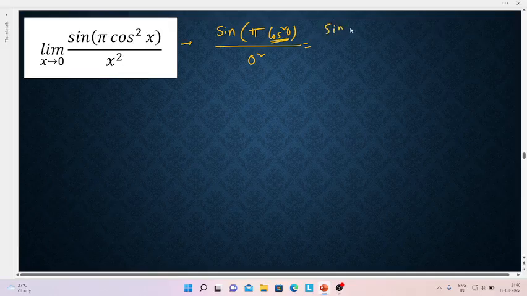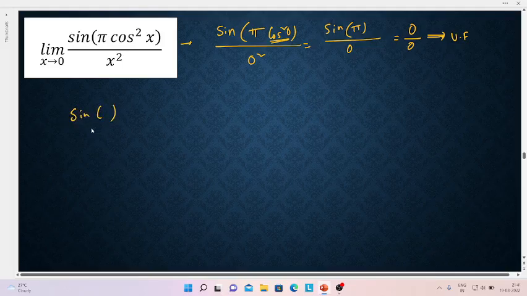Because cos 0 is 1, that will become pi times 1 square, I mean sin pi, right? Similarly, on the denominator we have 0 square, I mean 0. So sin pi is nothing but 0 and the denominator is 0, so basically it is of the form 0 by 0, so it is actually an indeterminate form, right? But what students will try to do is use that sine of something is there, so they divide by this something and multiply by something, by x square.